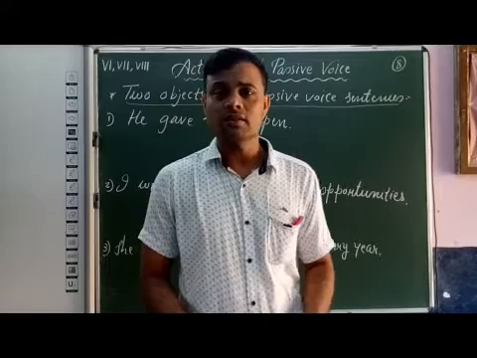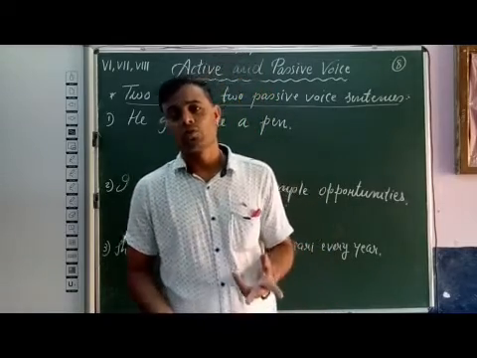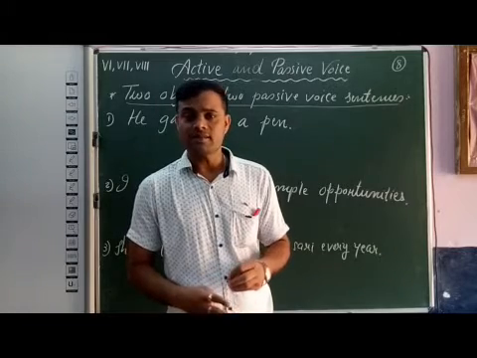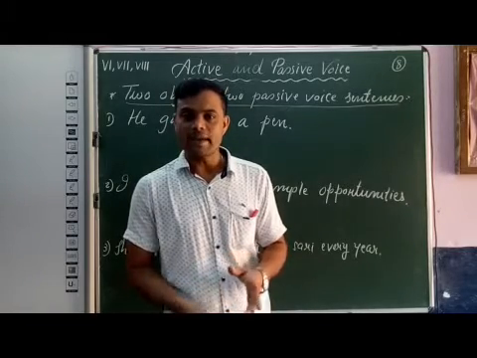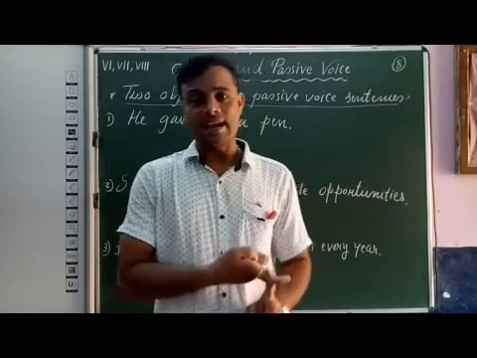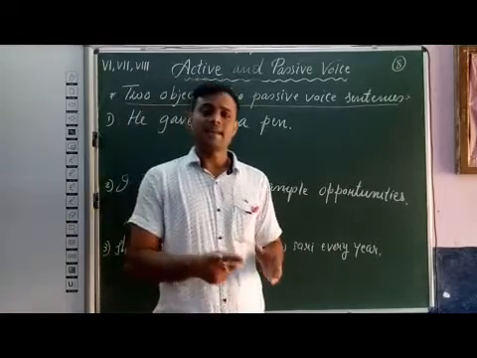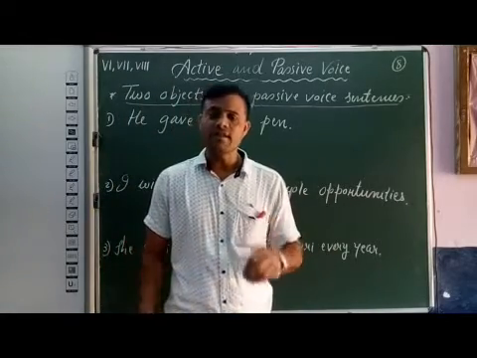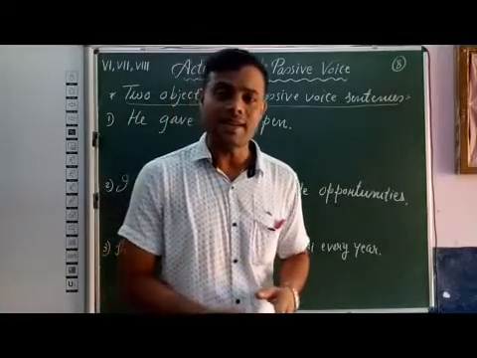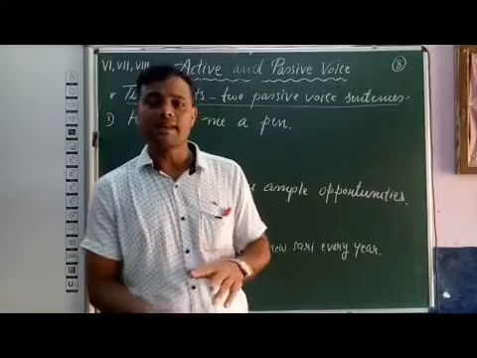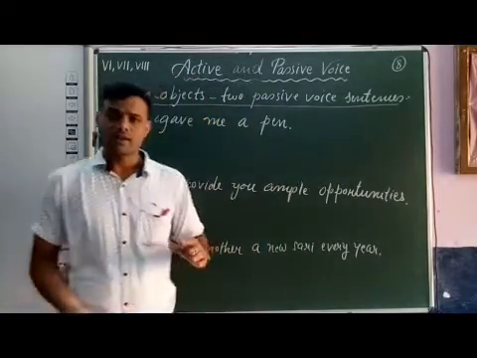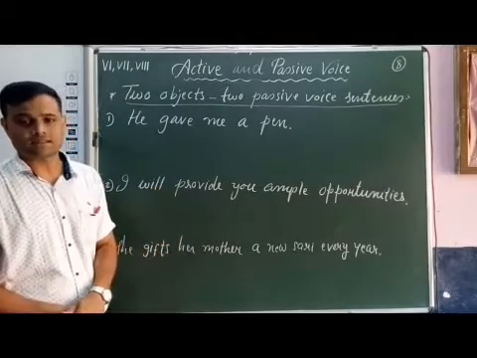In some cases, the sentences have two objects, direct object and indirect object. And such sentences we can transform in passive voice in two ways, by using direct object and by using indirect object. So in this video, I would like to explain how to transform a sentence having two objects in passive voice. Let's understand it.